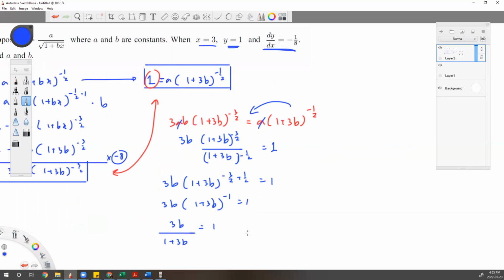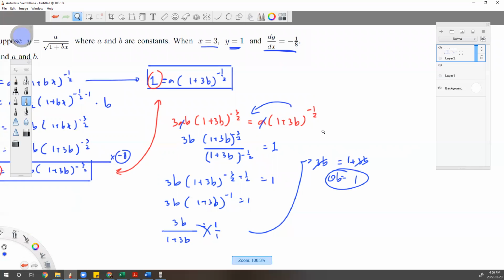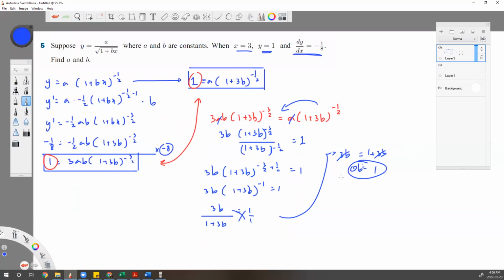Yeah, that's the same. No clue. 3b equals, we cross multiply, 3b equals 1 plus 3b. See, it's the same. I don't have the idea. 0 equals 1. This will be super complicated, super confusing. In my opinion, if I do it twice and get the same answer, then a and b are undefined. Okay, let's see the answer key.